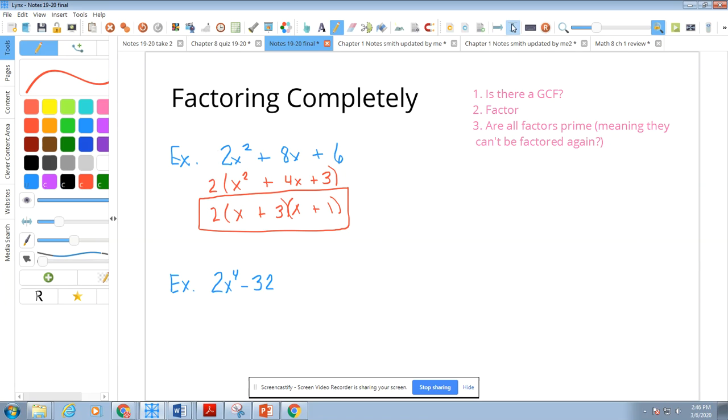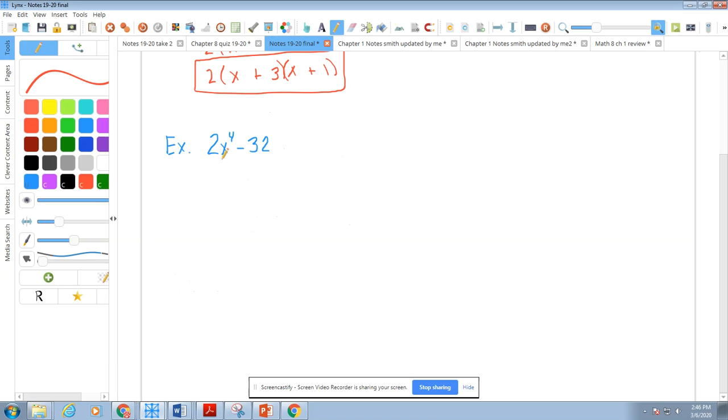Here's another example. Again, I have a GCF of 2, so I'm going to divide out 2, and that leaves me with x to the 4th minus 16. Well, x to the 4th minus 16 is a difference of squares, so I can factor that into x squared plus 4 times x squared minus 4.